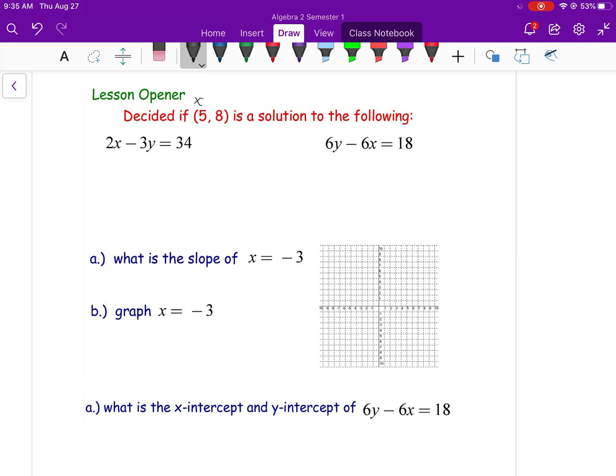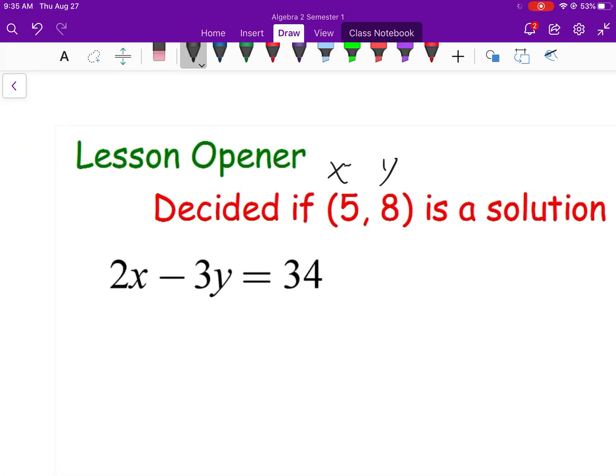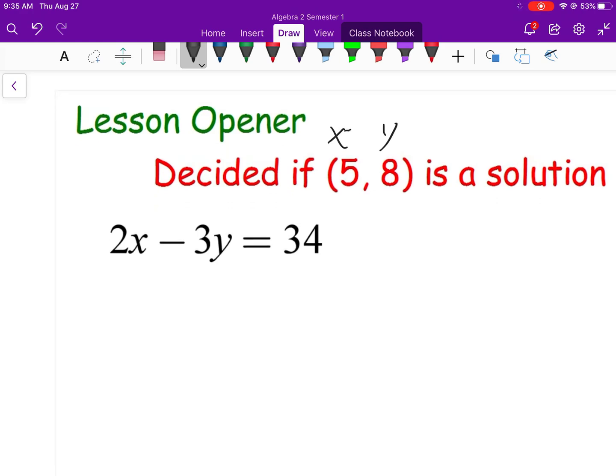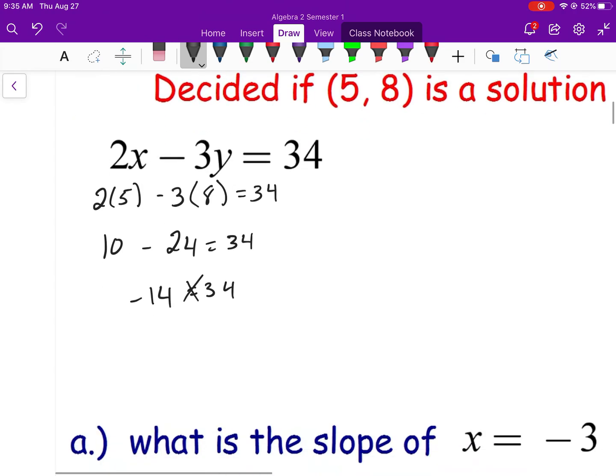If you remember, an ordered pair is x, y. So all you're going to do is replace x with that 5 and y with that 8. And if it is a solution, you will get a true statement. So 2 times 5 minus 3 times 8 equals 34. Simplifying, we get 10 minus 24 equals 34. That's negative 14 equals 34. That is not true. Therefore, no, it is not a solution.